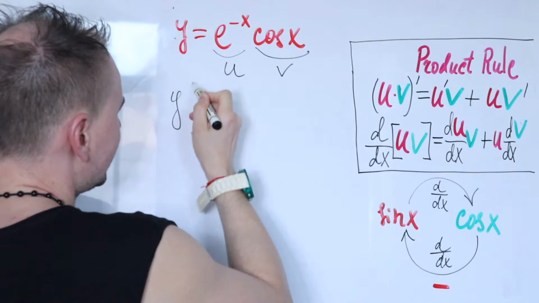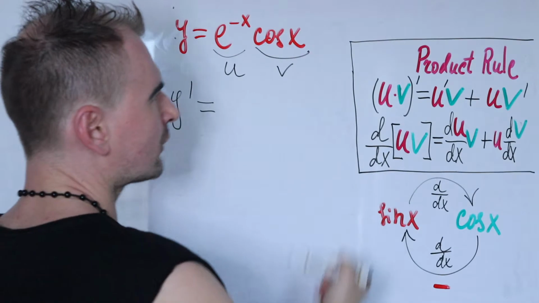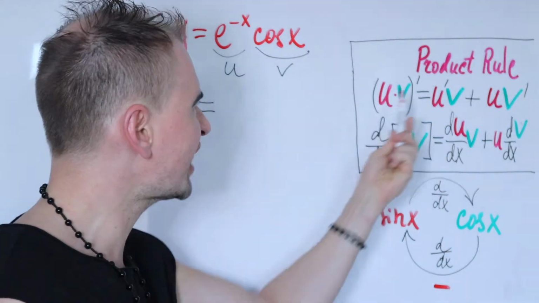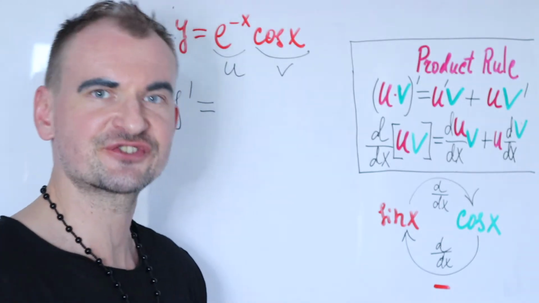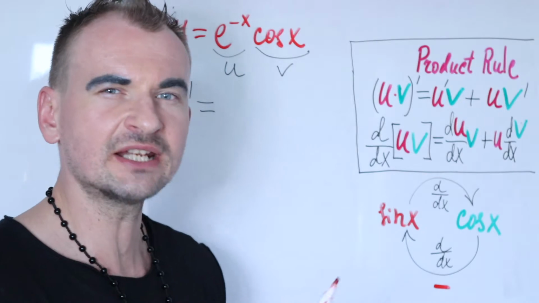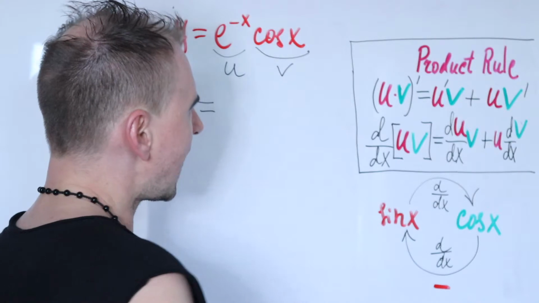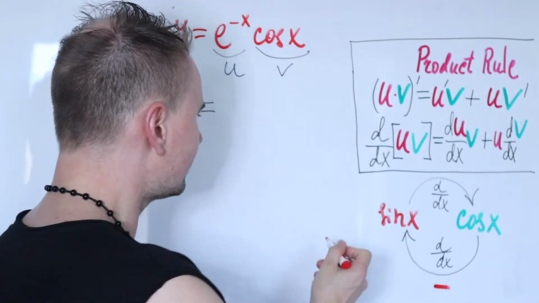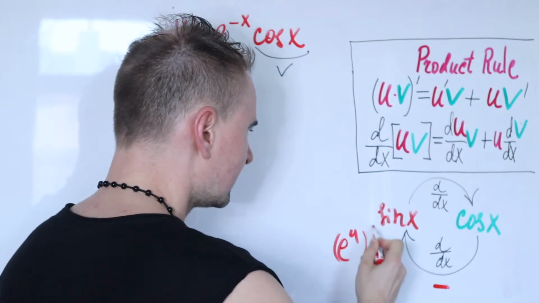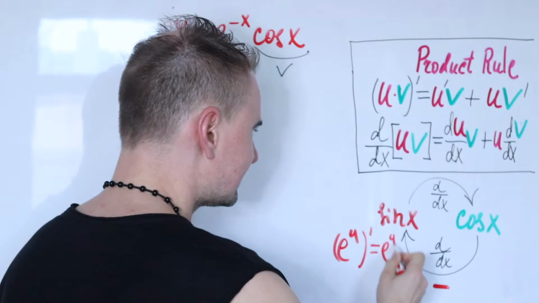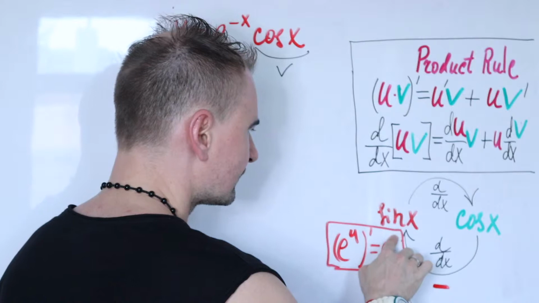Y prime, or dy dx, becomes, so the derivative of u, product rule, simply says take the derivative of u. U is e to the -x. Okay, this exponent function pops out. Well, recall that the derivative of e to the u is the same function, is e to the u.